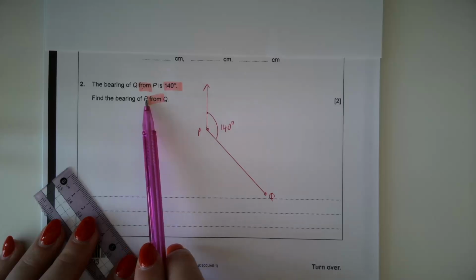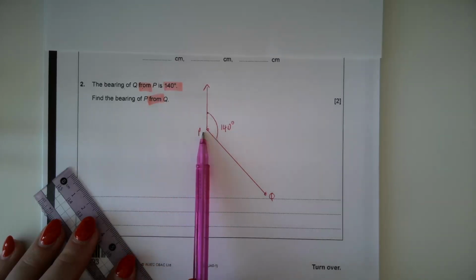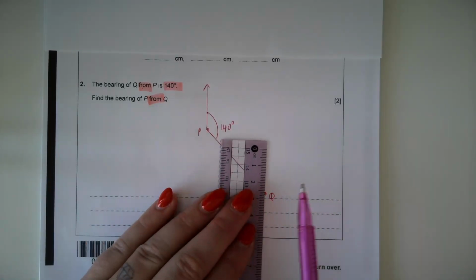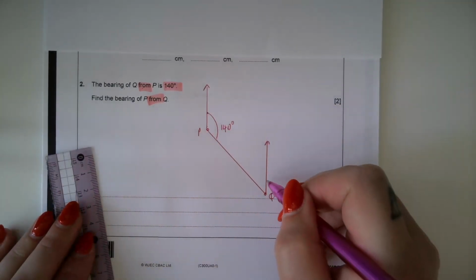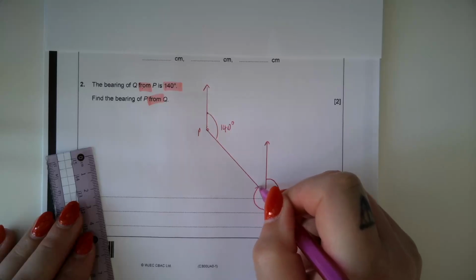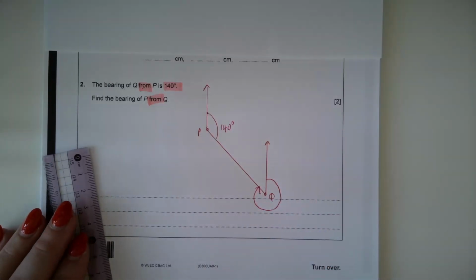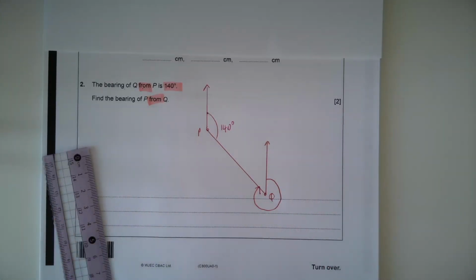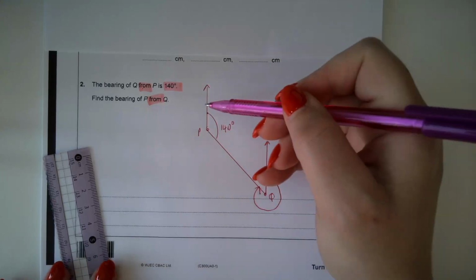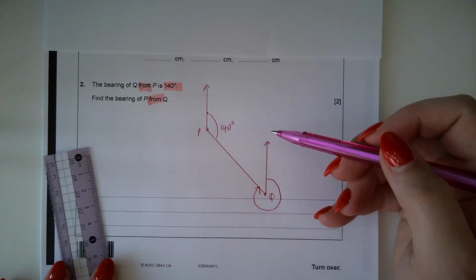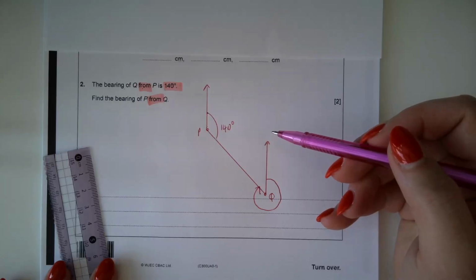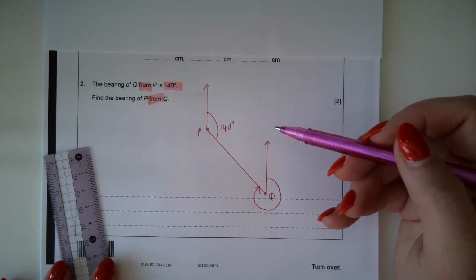We want to find the bearing of P from Q. So we would start at Q. We would need a north line at Q, and then we would measure clockwise from Q to P to get our bearing. We don't need to use a protractor here, but what we are going to use is angle facts. These 2 north lines here are parallel because north lines will always point north.